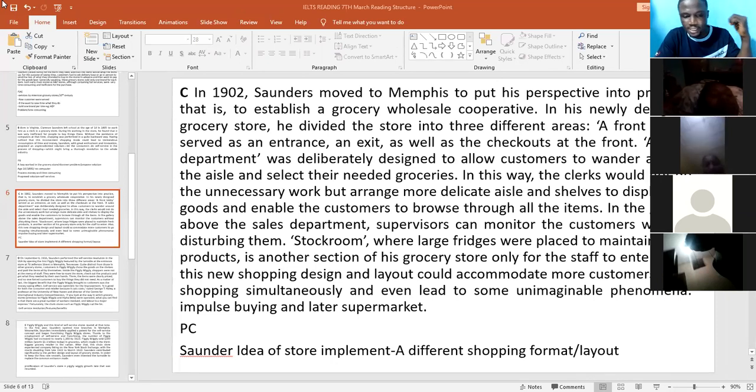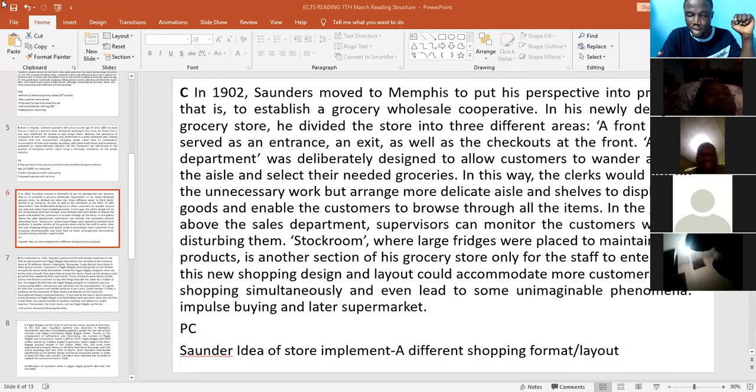Somebody said year 1902, absolutely fine. You need to remember dates that were mentioned. Someone said Sonder moved to Memphis. Actually, you need to note that. I said in the main idea that he implemented the store idea, in different shop formats. Then someone said layout, lobby, sales department, and there's also the stock room. Gallery, supervision, layout.